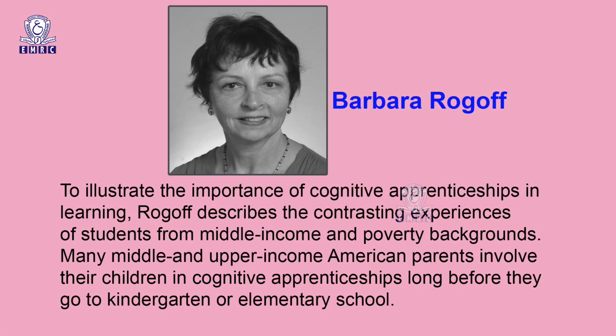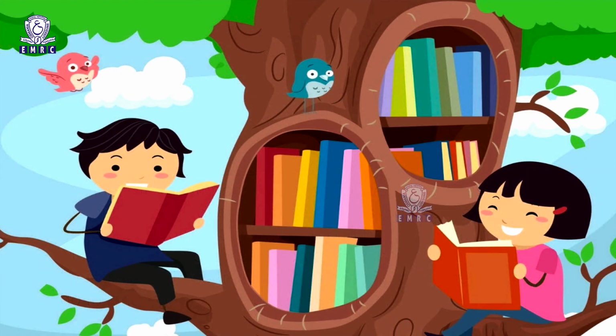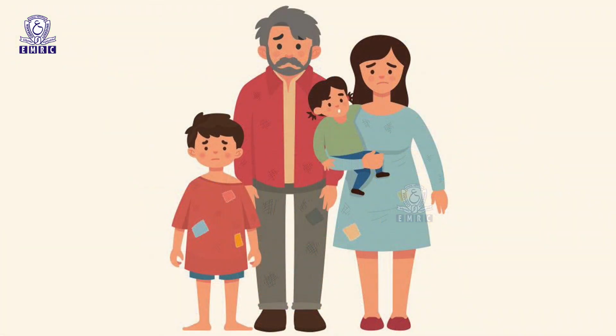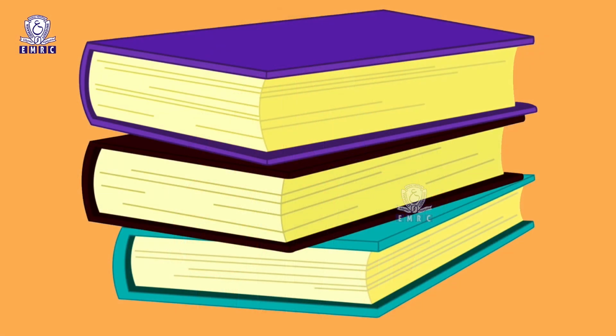To illustrate the importance of cognitive apprenticeship in learning, Rogoff describes the contrasting experiences of students from middle income and poverty backgrounds. Many middle and upper income American parents involve their children in cognitive apprenticeships long before they go to kindergarten or elementary school. They read picture books with young children and bathe their children in verbal communication. In contrast, American parents living in poverty are less likely to engage their children in a cognitive apprenticeship that involves books, extensive verbal communication and scaffolding.